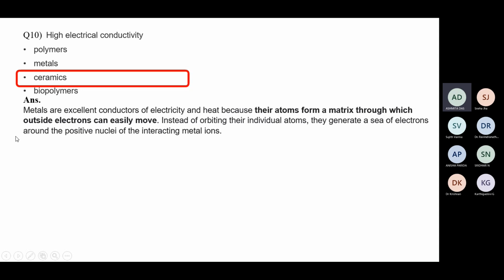Metals are excellent conductors of electricity and heat because their atoms form a matrix in which the outer electrons can easily move, generating a flow of electrons. Metals offer very little resistance to the flow of electric current, and therefore show high electrical conductivity. Metals produce a large number of free electrons, and these electrons can flow through the metal and allow it to conduct electric current.